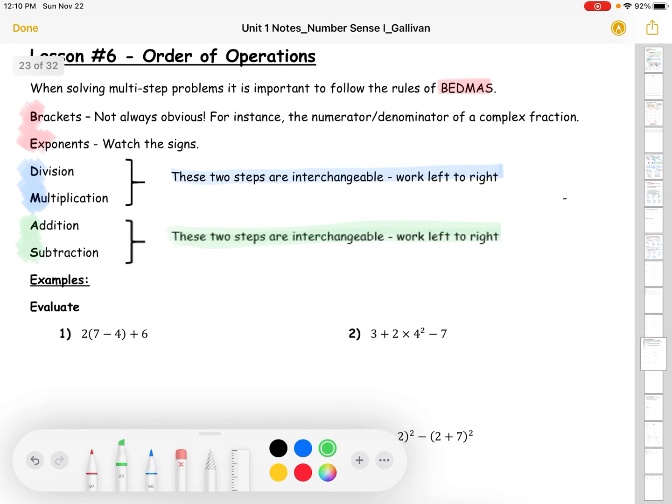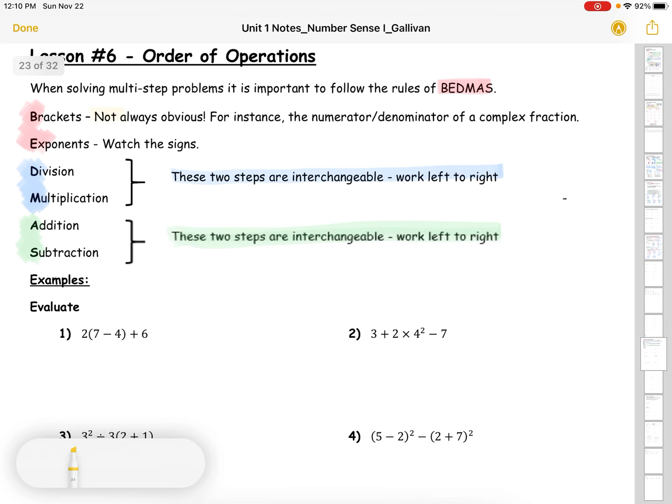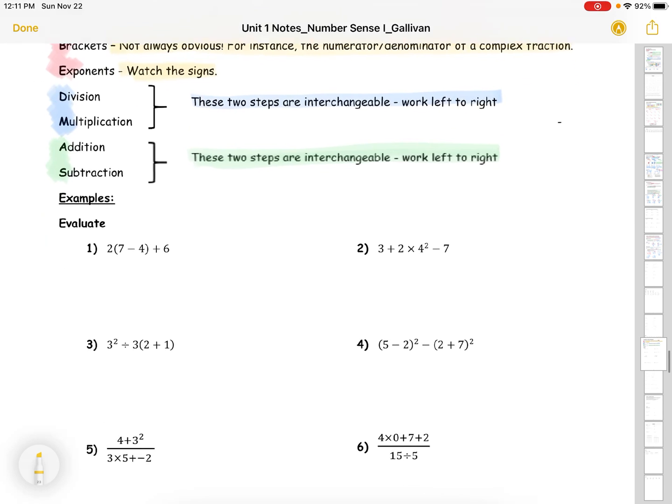Now, important to note, it's not always obvious. For example, the numerator and denominator of a complex fraction might have brackets around it that we don't see. With exponents, we also need to watch the signs and see where there's a negative sign. We talked about what happens when the base of an exponent has a negative sign, whether it's in brackets or not. Okay, so let's do some examples.